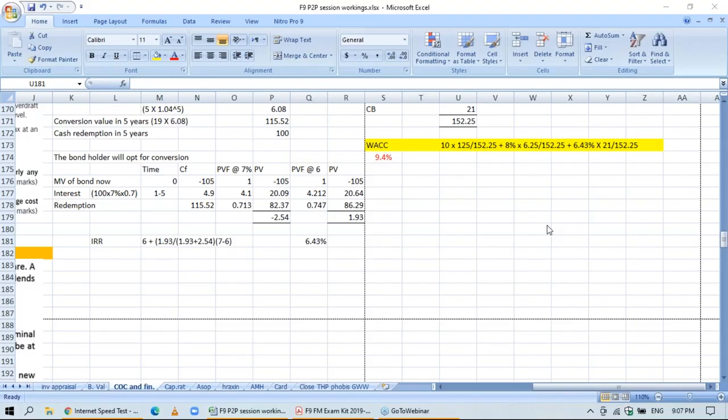The market price of the share after 5 years was 6.08. The market price of the share was right now 5, and it was increasing by 4% for 5 years. So I kept multiplying the $5 market price 5 times with 1.04 and arrive at a market price of 6.08. Then the question says that when you redeem the bond and the bond is converted into ordinary shares by the investor, he asked for 19 bonds. So 19 multiplied by 6.08 gives you the conversion value 115.52. Is it okay, Sophia?